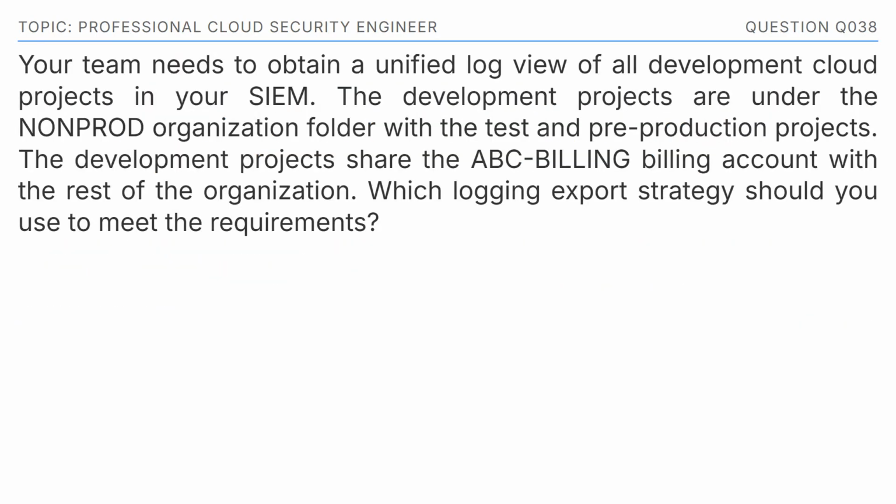Your team needs to obtain a unified log view of all development cloud projects in your CM. The development projects are under the non-prod organization folder with the test and pre-production projects. The development projects share the ABC billing account with the rest of the organization. Which logging export strategy should you use to meet the requirements?